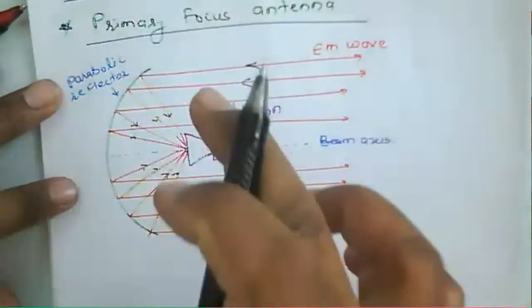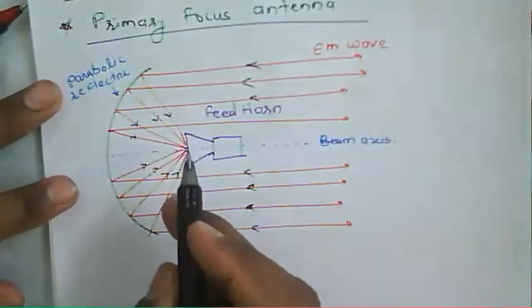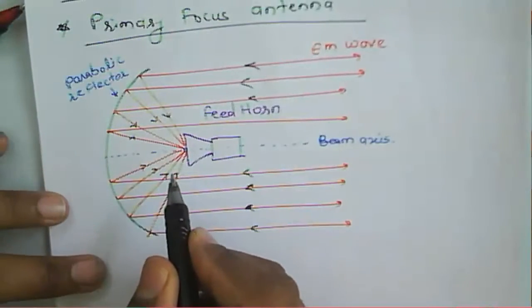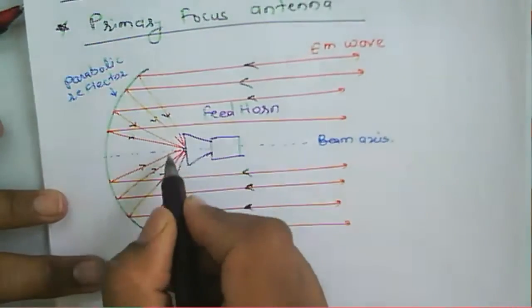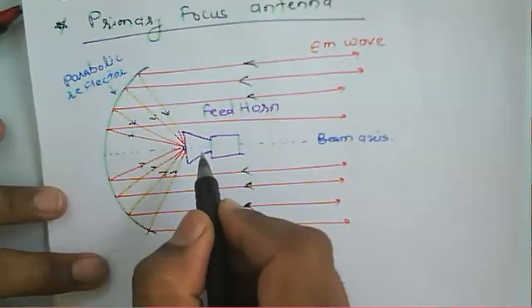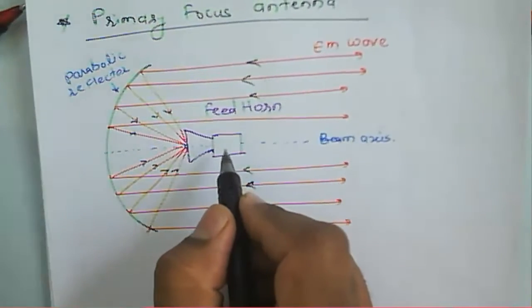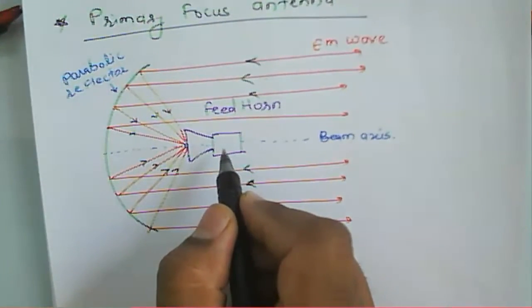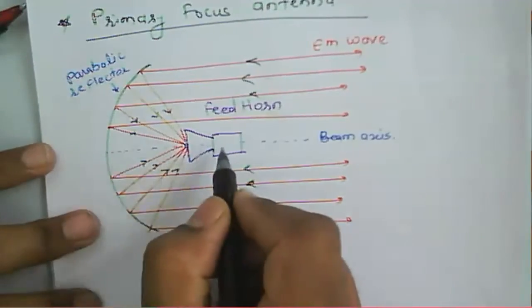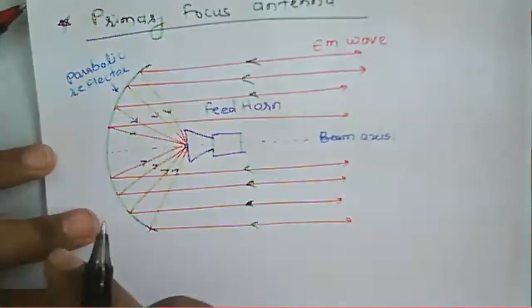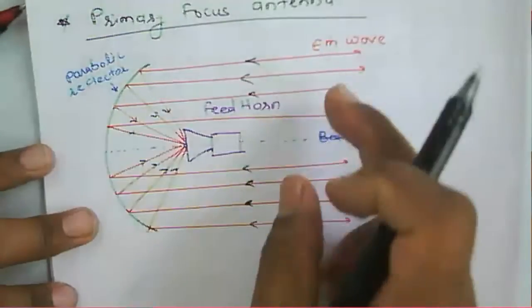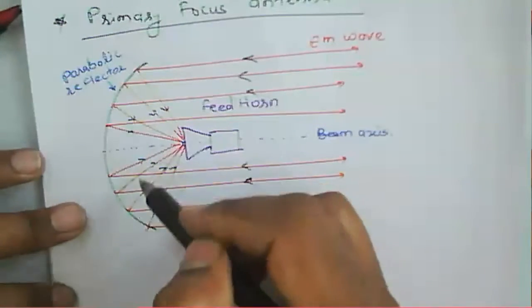Now the drawback of this primary focus antenna is that whatever focus antenna we are using is used as a blockage, or it will block the signal transmitted toward the space, or it will block the signal that will be received by this parabolic reflector there.